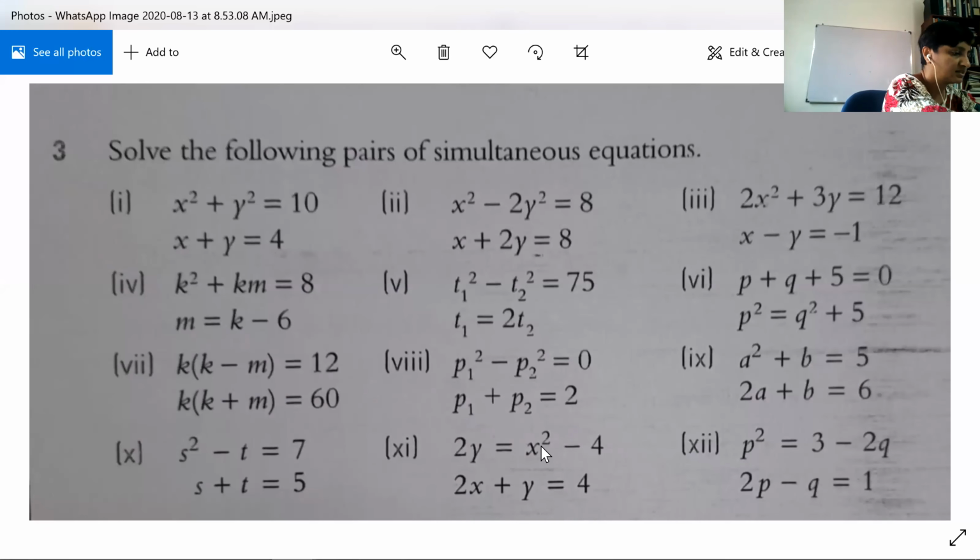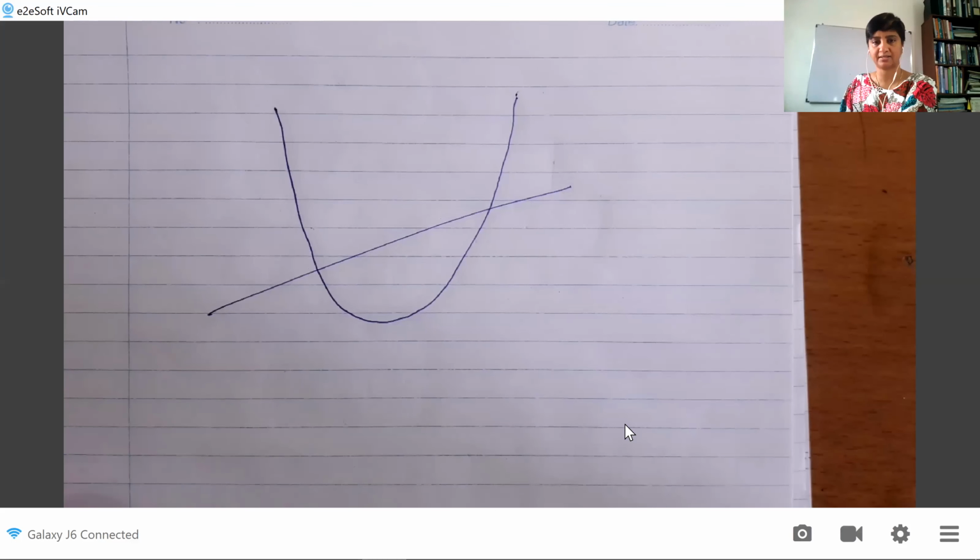What were our answers? Do I have my answers here? I can't find the answers, but anyway, as I said, one equation represents a parabola. The other equation represents a line. This is a parabola, this is a line. If I graph them on the same grid, it could be a parabola and a line like that, where the line is cutting the parabola. The two solutions you got were the coordinates of these 2 points.